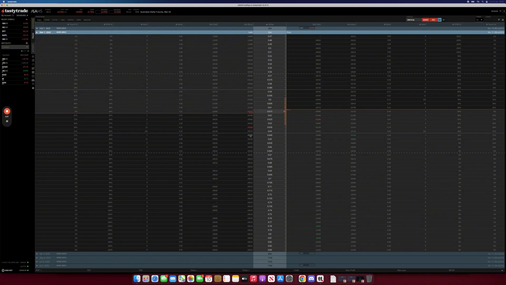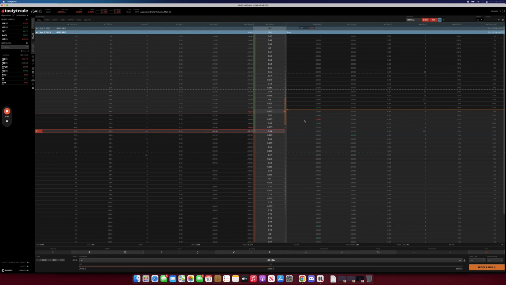So we want to be in and around the one standard deviation level outside of the expected move, and we also want to be anywhere between about a 15 to 20 delta. So we've got a 16 delta on the call side, and we also have a 17 delta on the put side, which as you can see lands us outside of the expected move. We're sitting just on the inside edge of the one standard deviation level, and we are within our delta ranges.